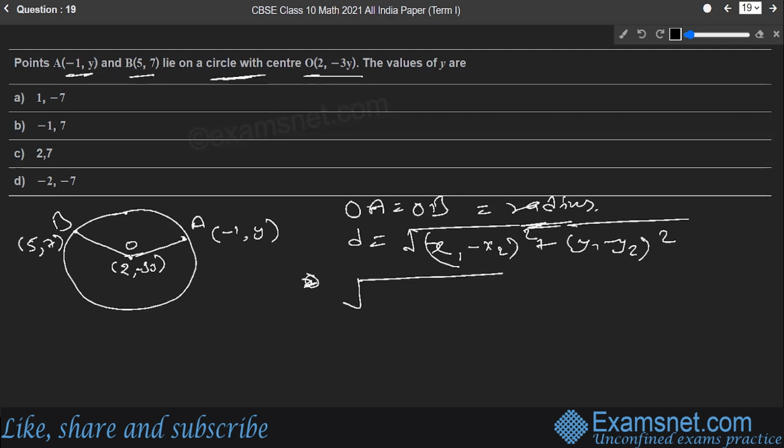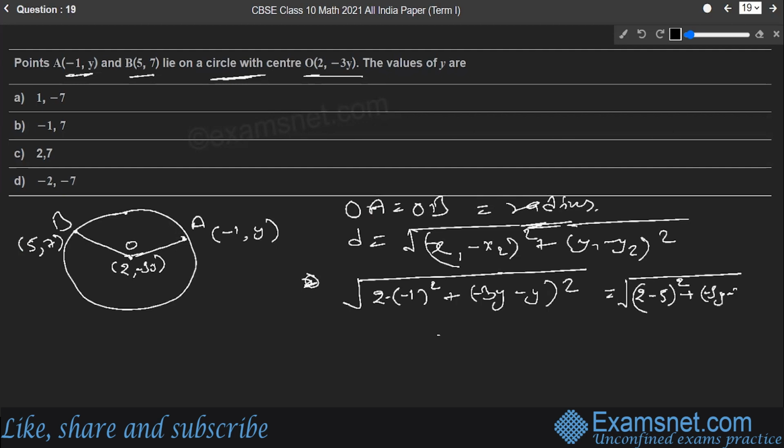So it's going to be the root of (2 minus minus 1) whole squared plus (-3y minus y) whole squared. This will be equal to the other side, that is OB, which is the root of (2 minus 5) whole squared plus (-3y minus 7) whole squared. If we solve both sides, on the left-hand side we get the root of 9 plus 16y squared, equal to the root of 9 plus (-3y minus 7) whole squared.